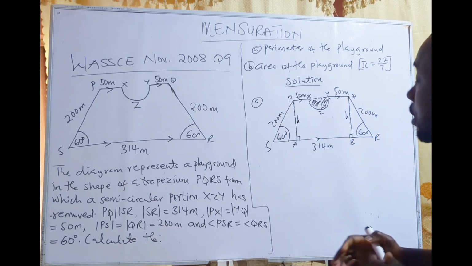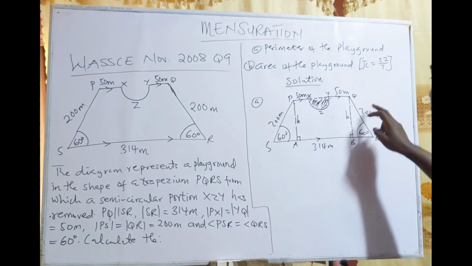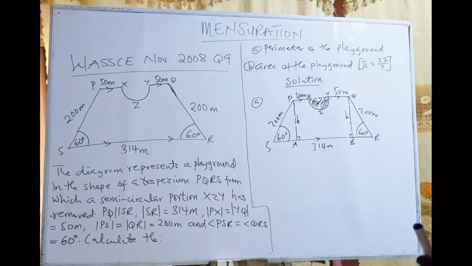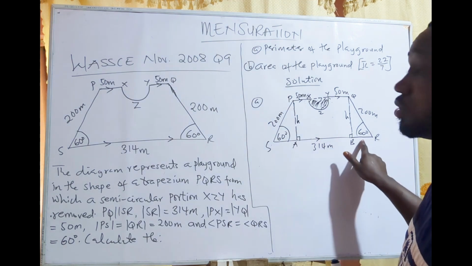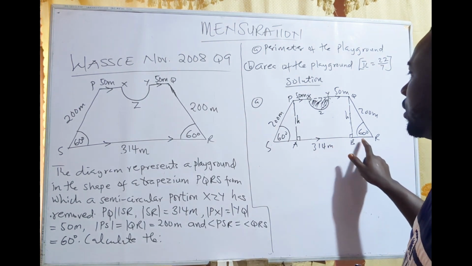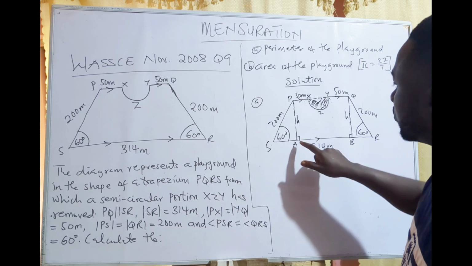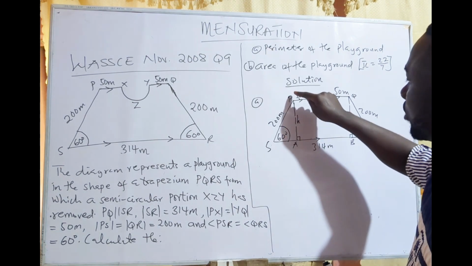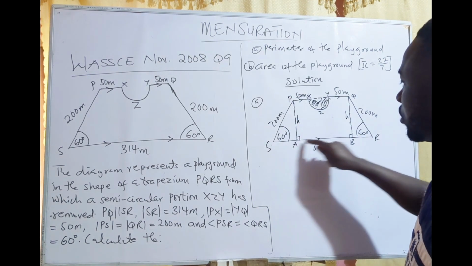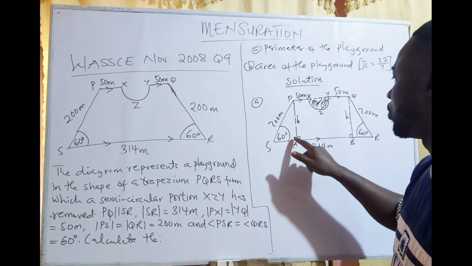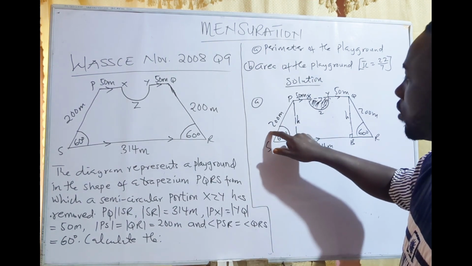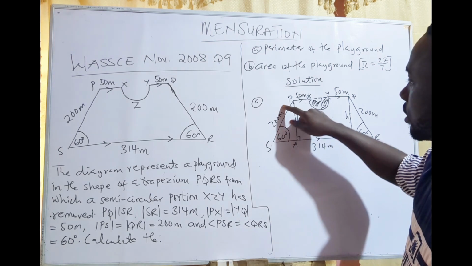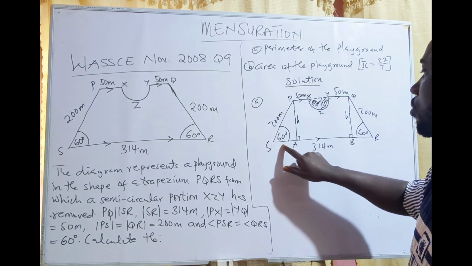Take note, this is an isosceles trapezium, because the angle here is the same as the angle here. So I'm going to calculate this particular length here, and it will be the same as this length. If here is 60, then the height is perpendicular to the base, so this is a right angle triangle. The 200 here is the hypotenuse.